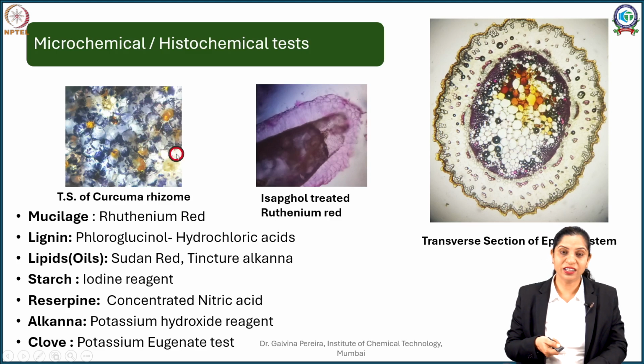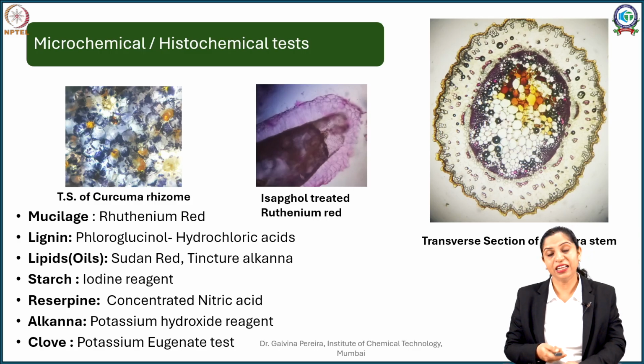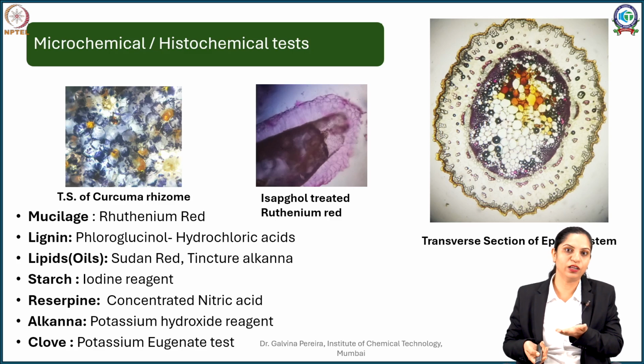So if a drug naturally contains starch and it turns blue, that is good because it's a genuine drug. But if a drug naturally does not contain starch and still stains blue, that means some other plant part has been added to it. Similarly, we saw that there are certain plants which contain mucilage. A good example of that is isabgol. You can check whether it is genuine isabgol or not by staining it with ruthenium red and seeing under the microscope.